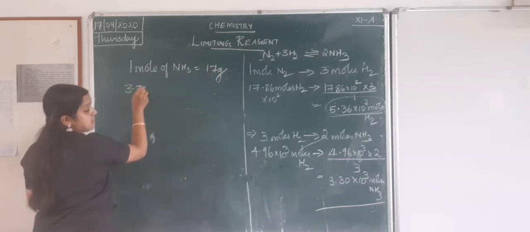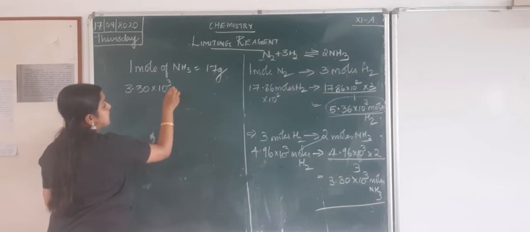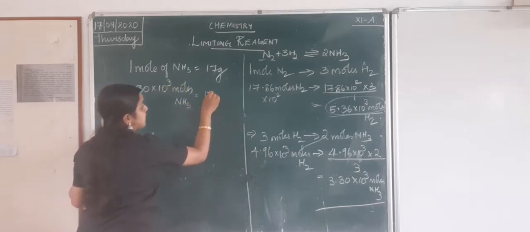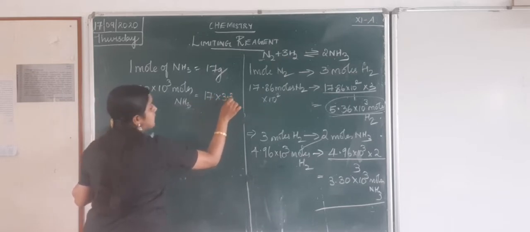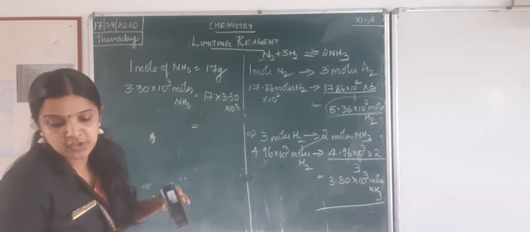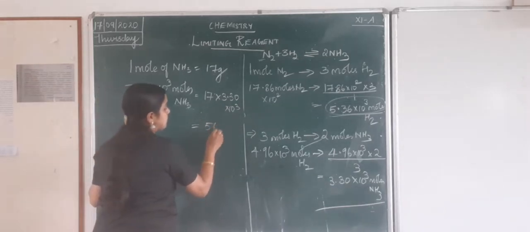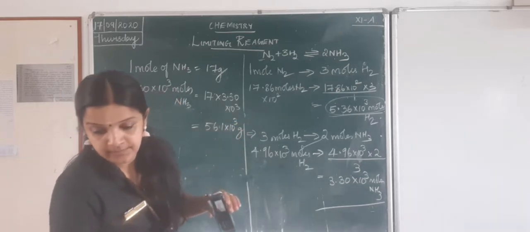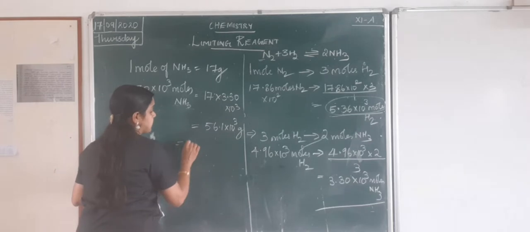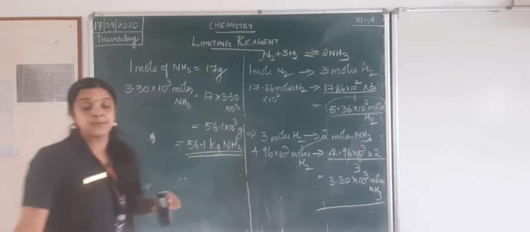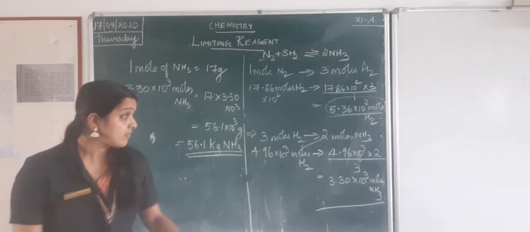So 3.30 × 10^3 moles of ammonia will be equal to 17 × 3.30 × 10^3. Understood, children? Which is around 56.1 × 10^3 grams, correct? Or I can say 56.1 kilograms of ammonia, because the question is given in kilograms. Understood now, children? It is very easy.